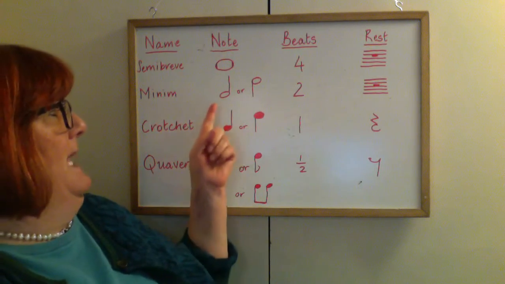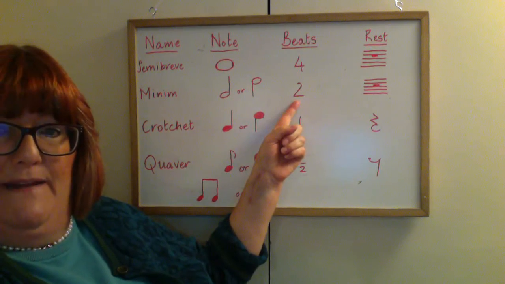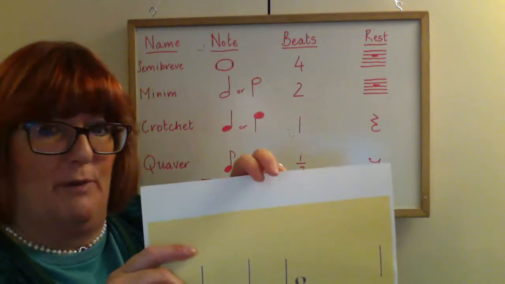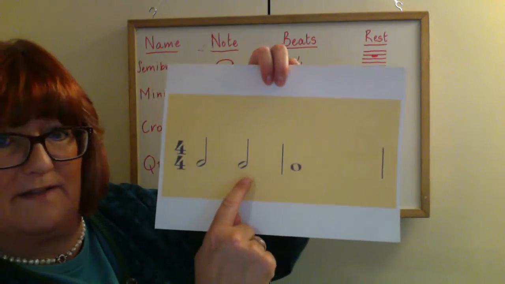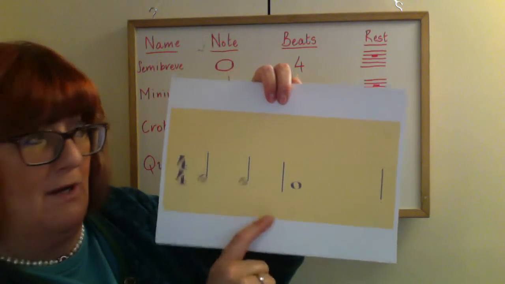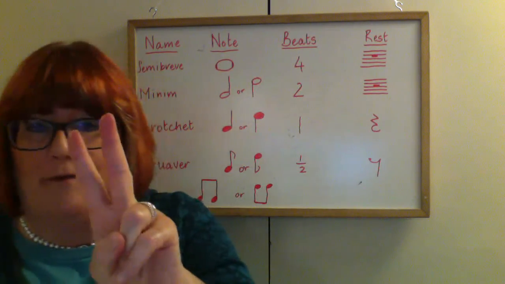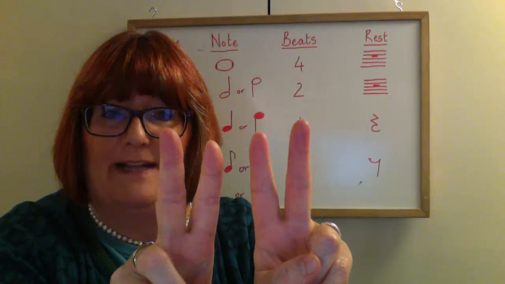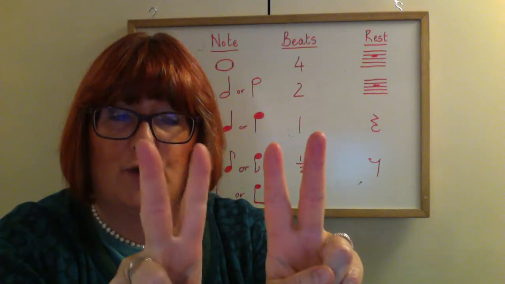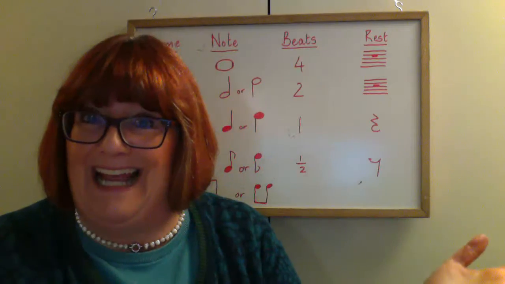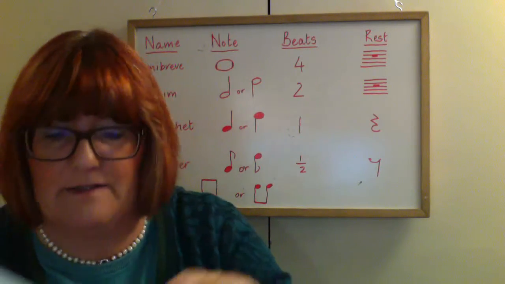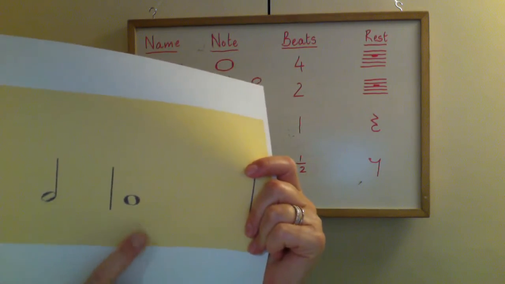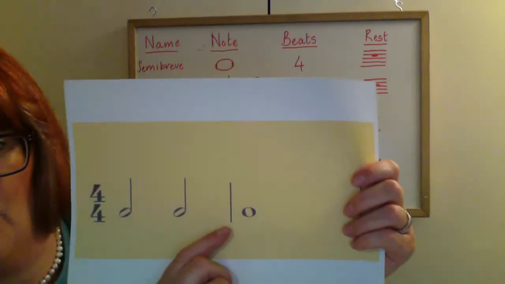Right, let's look at our board. So a minim is worth 2 beats. So put up 2 fingers. And then we've got another minim. So if we've got 2 for the first minim and 2 for the second minim, how many have we got all together? Let's count our fingers. 1, 2, 3, 4. Yes, adding up to 4 beats. So then we can draw our bar line here because we've added up to 4.